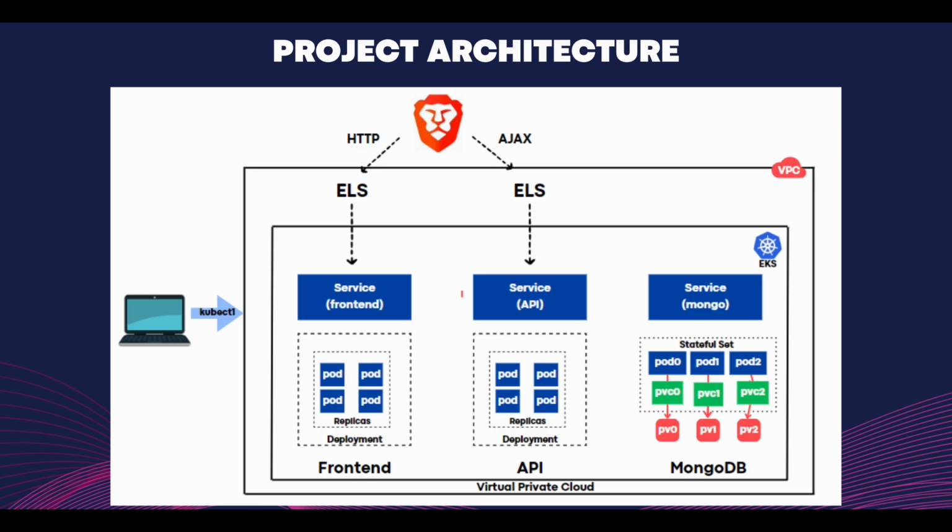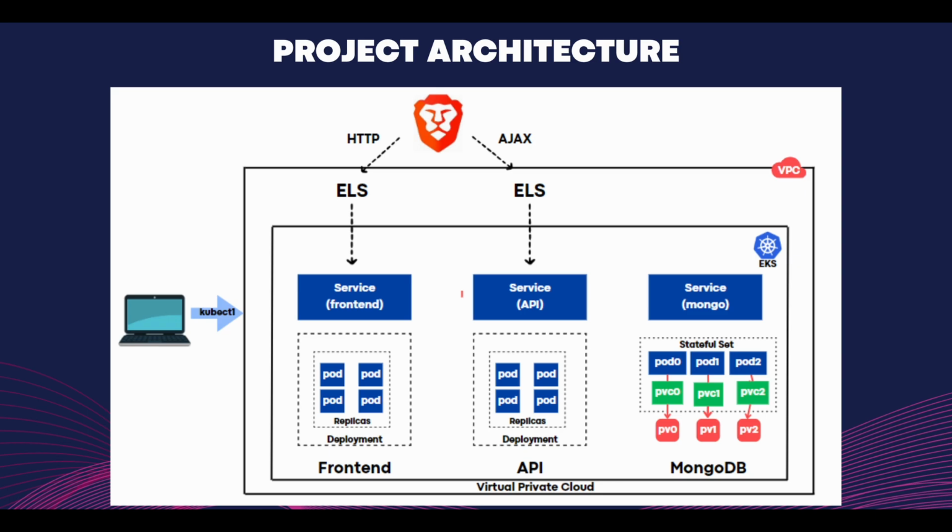This is the architecture diagram. As you can see, the application is deployed on Kubernetes. So we will be using Amazon EKS to deploy the application. In this application, we have three things: front-end, API, and database MongoDB. We'll start with MongoDB. So it has three pods: pod 0, pod 1 and pod 2, and they are going to be deployed using stateful set.